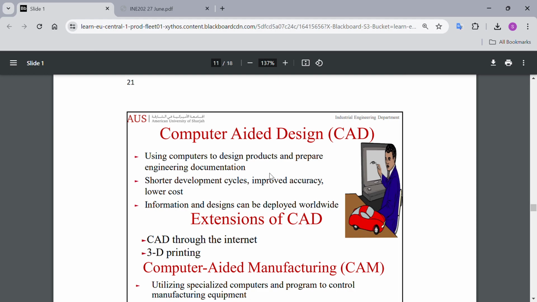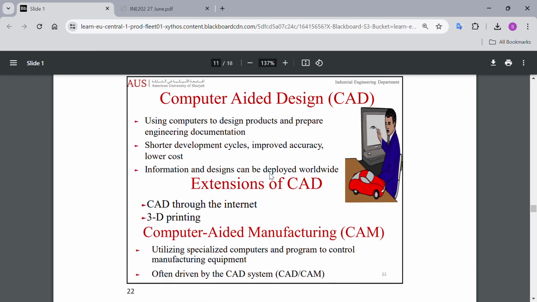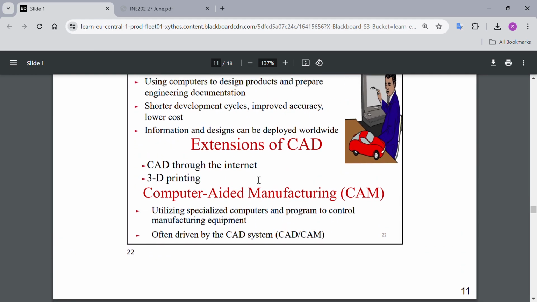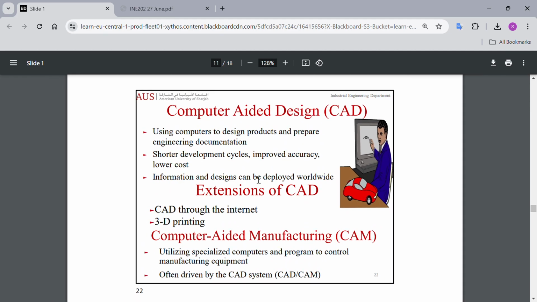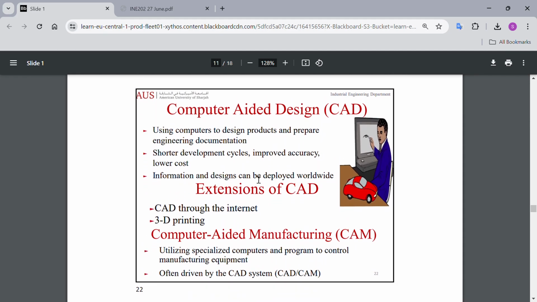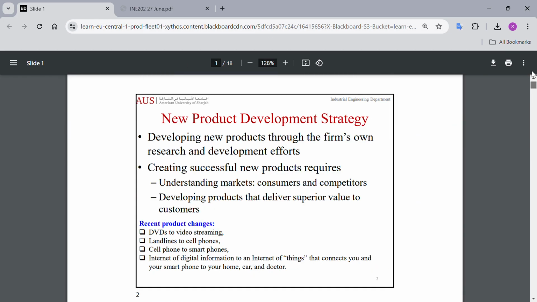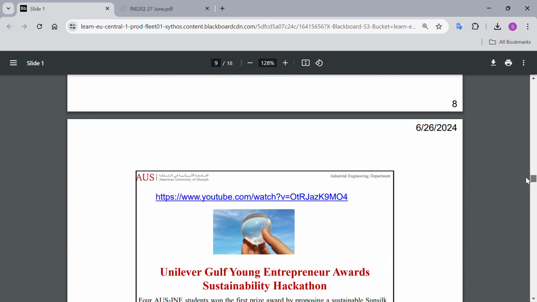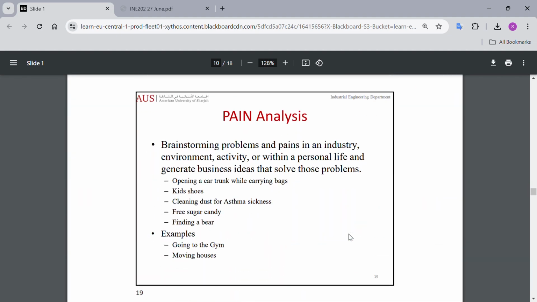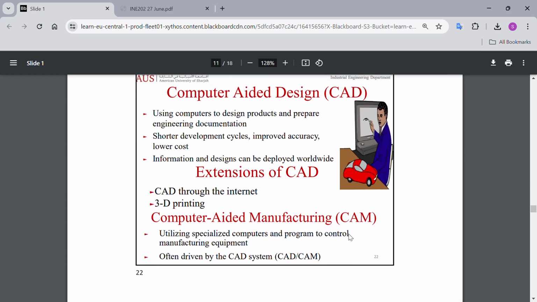Today we're gonna discuss computer-aided design, CAD, extensions of CAD, and CAM, computer-aided manufacturing. So first of all, this is a continuum of the design process. As you can see, design of goods and services. So this is the whole design process, and we are continuing on CAD.